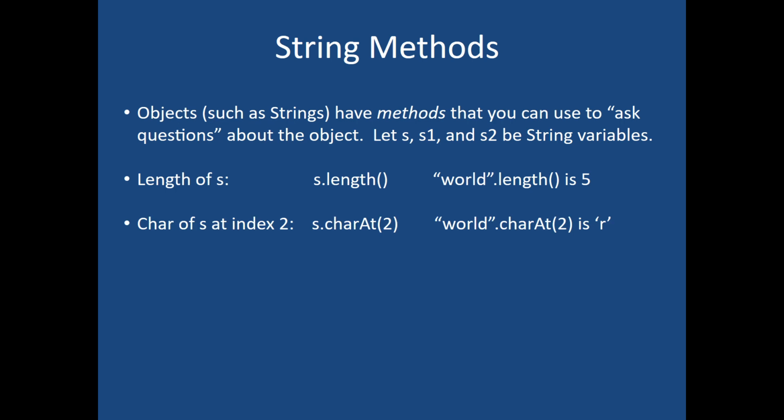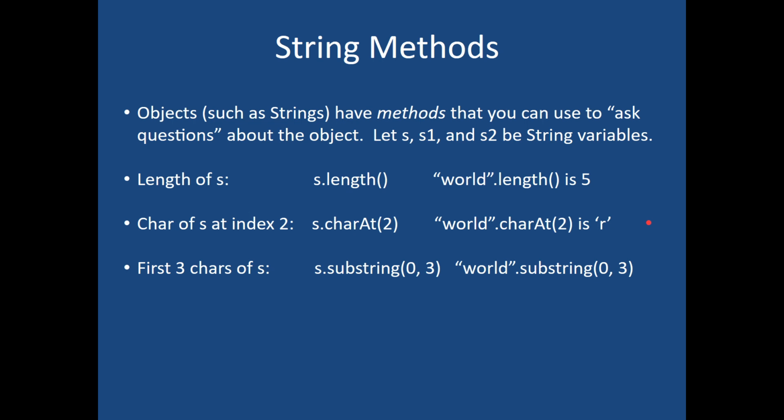You can ask what character is stored at index 2, and that's charAt. So world.charAt(2) is R, because the indexes start at 0. So W is at index 0, O is at index 1, and so on. So you've got to get used to this. It is object, dot, method, and then parameters.